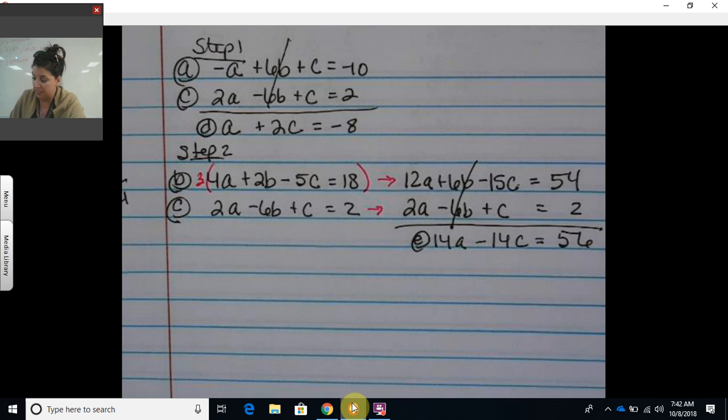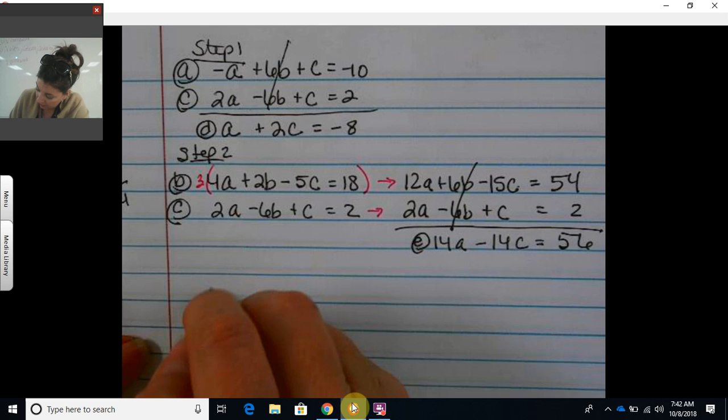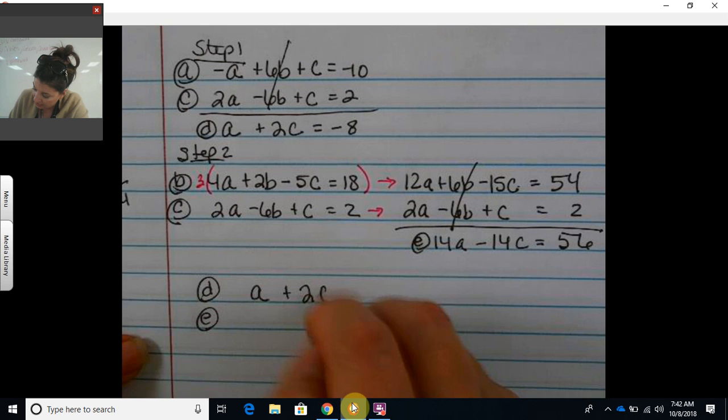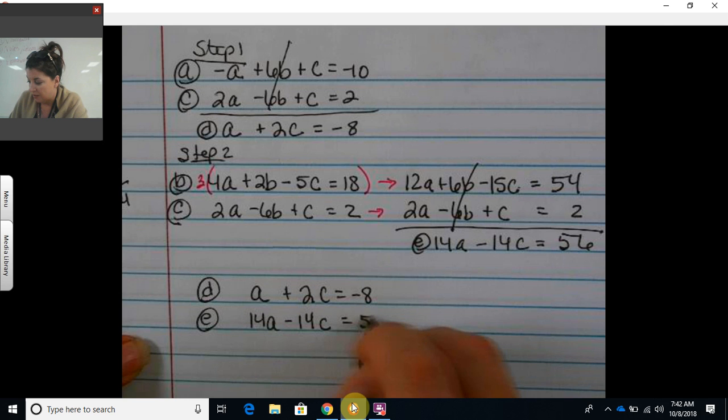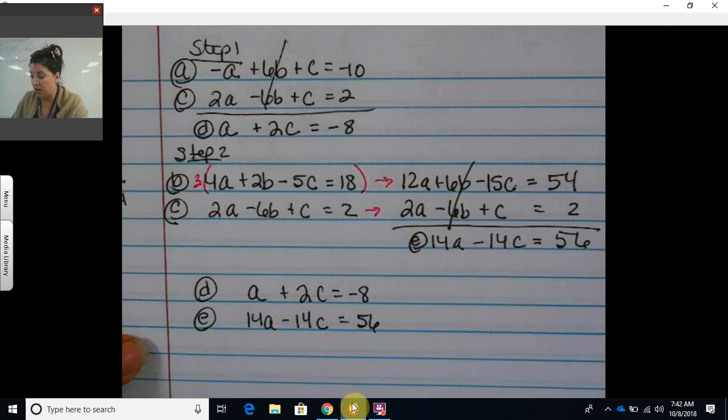Combine D and E together. And if you notice, both equations have the same variable. We did that on purpose. If we would have not canceled the same variable in step 1 and 2, then we would not have the same variables here. They wouldn't match up and it wouldn't do us any good. Okay, that's why it's important that you cancel the same things.